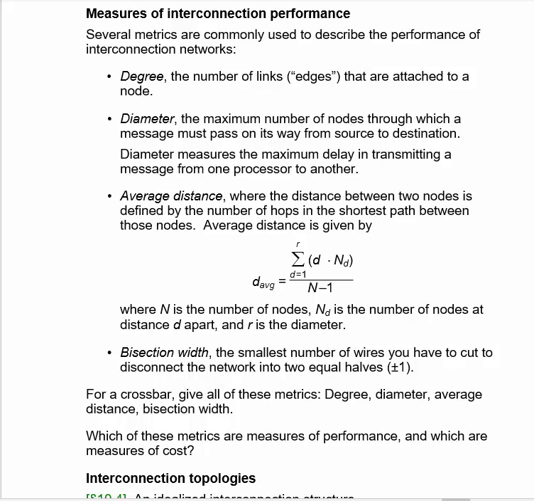The last metric we're going to talk about is bisection width, which is the smallest number of wires that you need to cut to disconnect the network into two equal halves. Okay? So in a mesh, we've got to make a cut along one of the dimensions of the mesh. If it's an n by n mesh, we're going to need to cut n wires. So that's one example of bisection bandwidth. But now for a crossbar, I'd like you to give all of these metrics: degree, diameter, average distance, and bisection bandwidth.